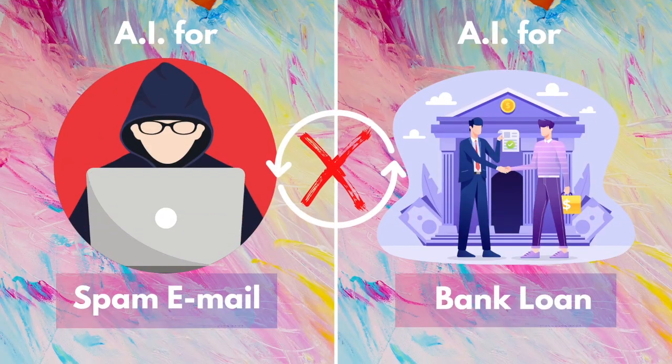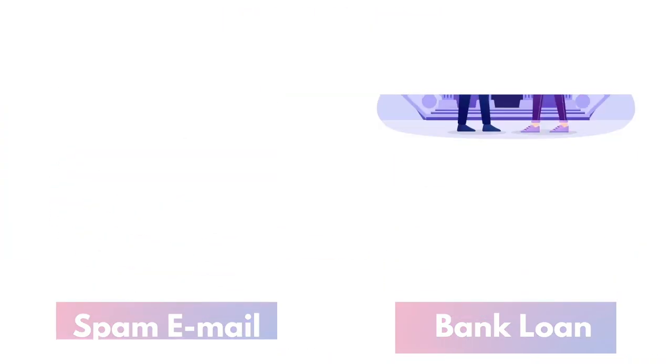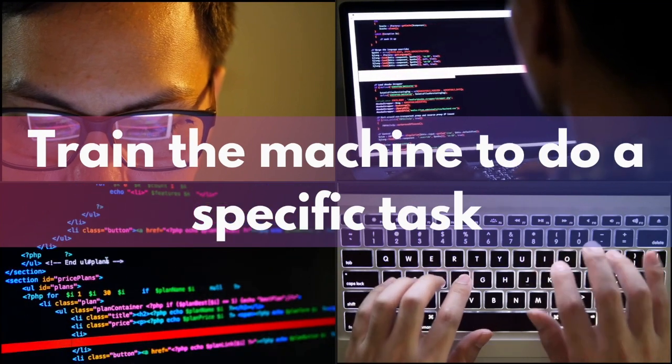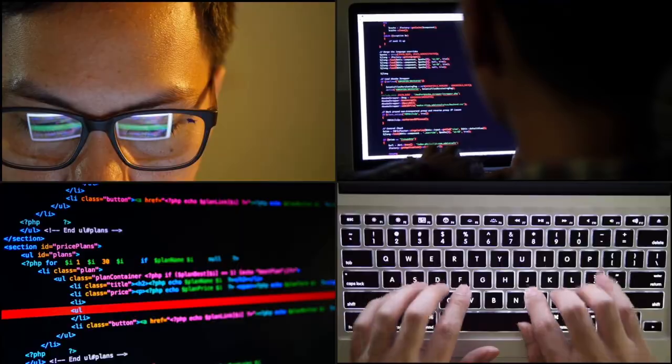But one of the limitations of this technique is that a machine trained to identify spam emails cannot be used to approve a bank loan. So, for every new problem, we need to retrain the machine. Via machine learning, we are programming a computer to do a specific task without programming it.